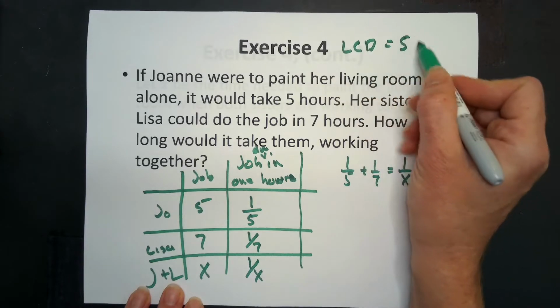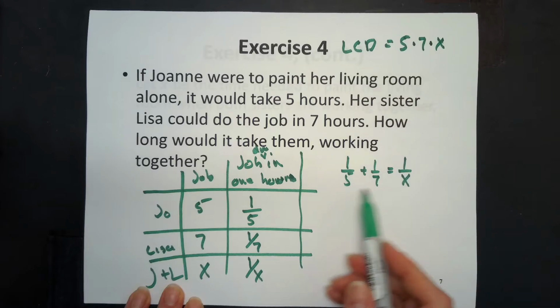And we're going to need a 5. We're going to need a 7. We're going to need an x. We can just see that. They're all different.